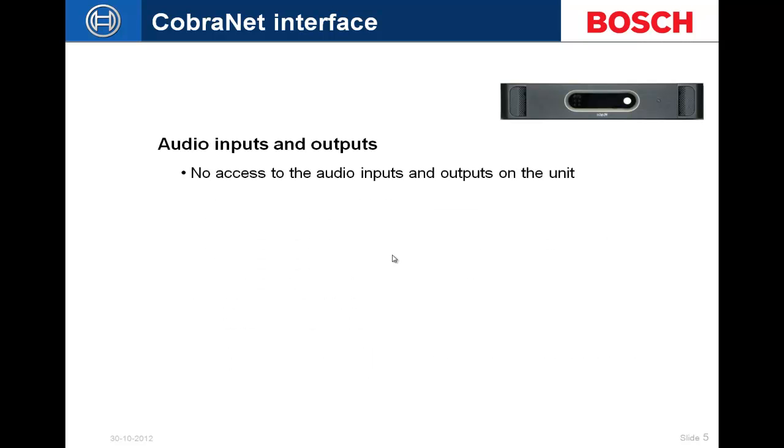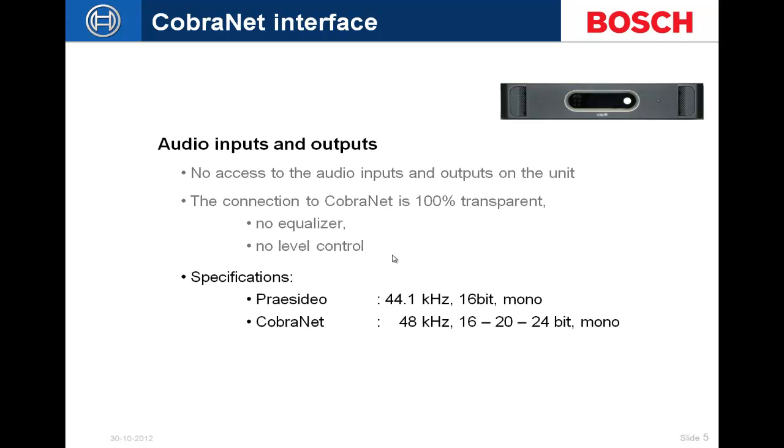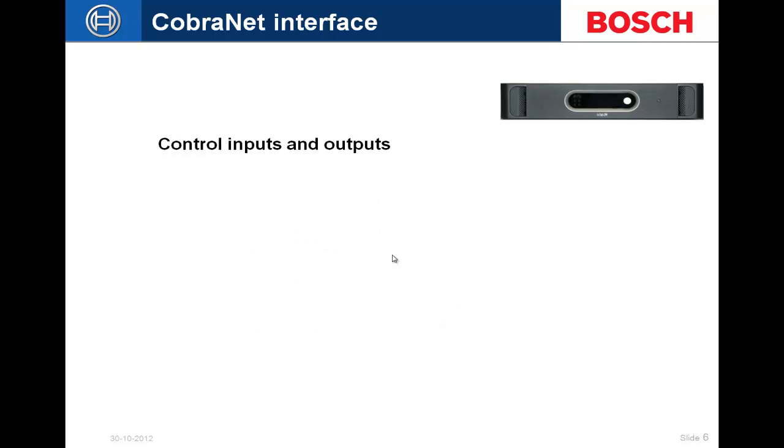It is a node within the system. It does have our control inputs and control outputs. There is no EQ or level control within the system. It is simply an audio transport within the system. That's 44 kilohertz 16-bit mono. Actually, it's 48, sorry, 16, 20, and 24-bit mono. It's essentially CD quality audio over a network, not over an IP, however, because CobraNet is network-based audio.